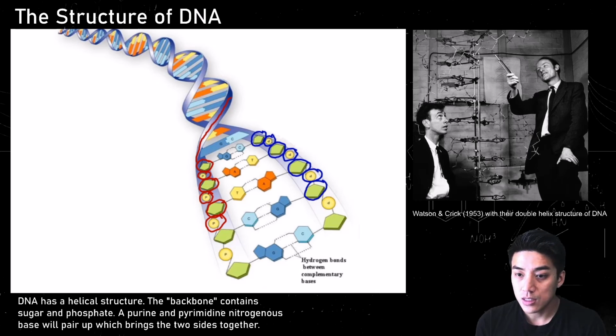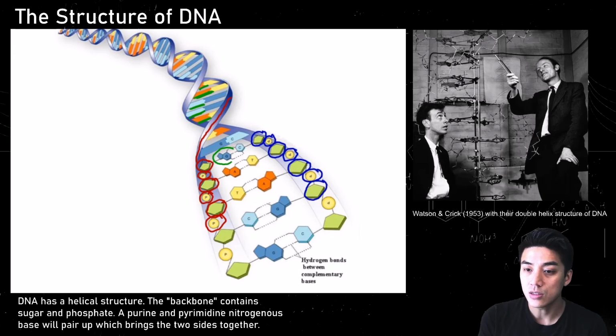Now, what's combining these 2 ribbons, these 2 backbones together, are the purine and the pyrimidine nitrogenous bases, which will pair up, and it's going to bring the 2 sides together. Okay, so you can see there you have guanine binding to cytosine. So you have a purine combining with its pyrimidine partner. And these bonds are being held weakly by hydrogen bonds, which we'll discuss in just a moment.